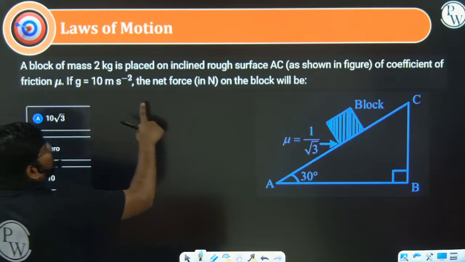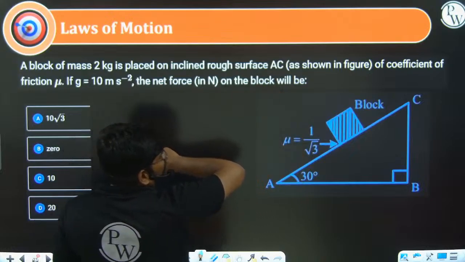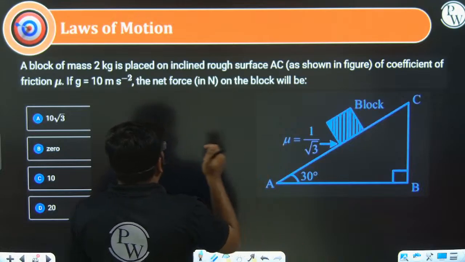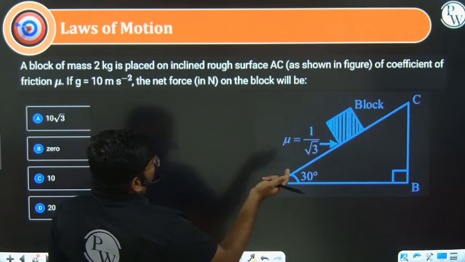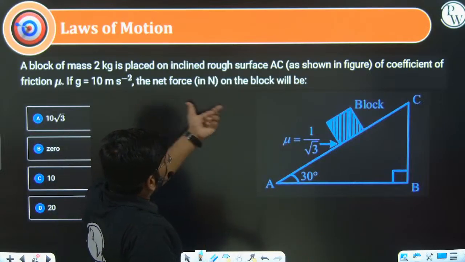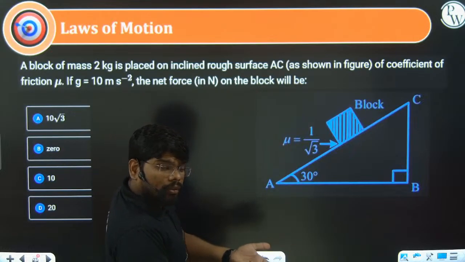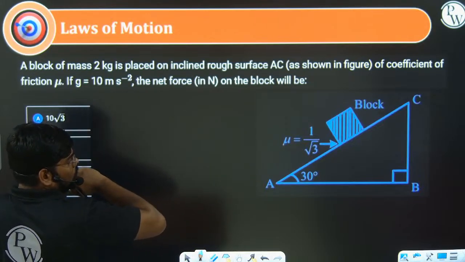A block of mass m is placed on an inclined plane of coefficient of friction mu. The value is given. What is the net force acting on the block? Okay, let us see that. Net force on the block, if there is acceleration, we'll write mass into acceleration. If it is not moving, what will you say? Net force will be 0. That's what we'll be writing next. So that's what you have to check here.